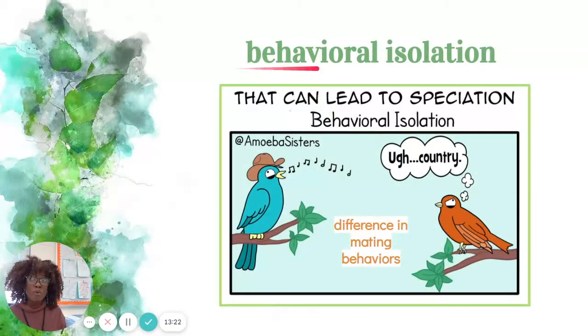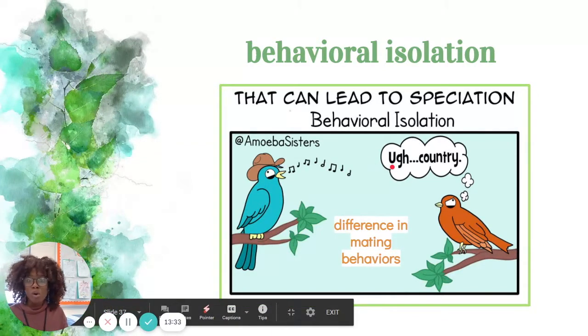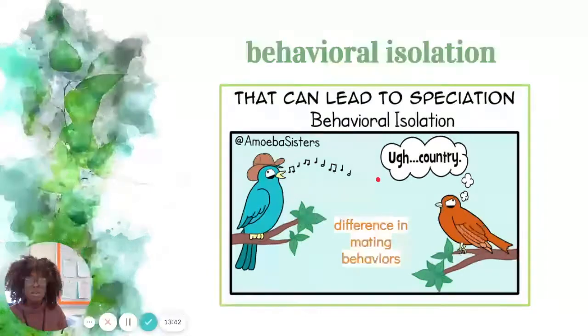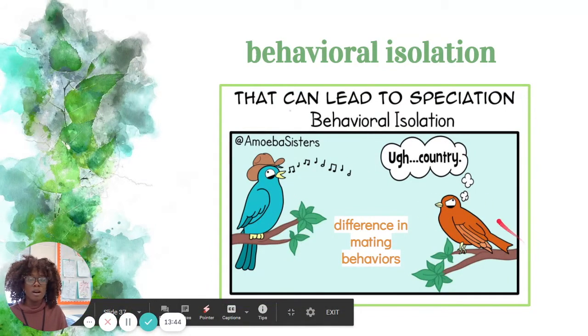Okay? Behavioral isolation is just the behaviors of organisms. How do they behave? So, for example, the main example of this is going to be mating behaviors. So, birds have different calls, right? And their different calls signal to other mates that can hear it, oh, I'm ready to mate, right? So if this bird is singing this song, this bird doesn't enjoy their mating behaviors. They're not going to mate. Okay, so behavioral isolation is a difference in mating behaviors. This can lead to speciation.